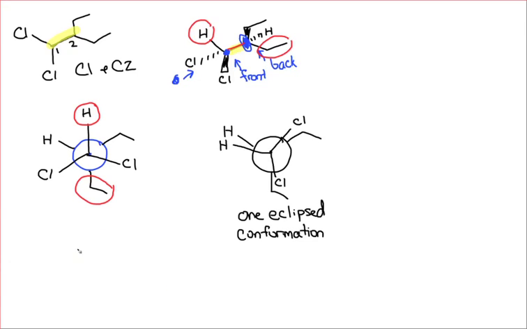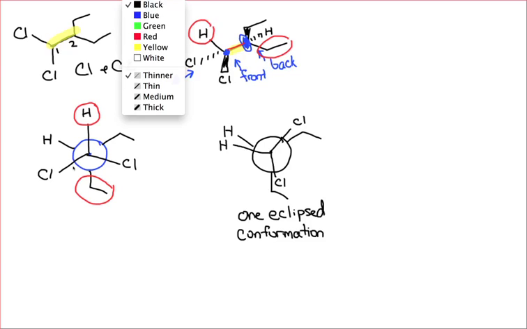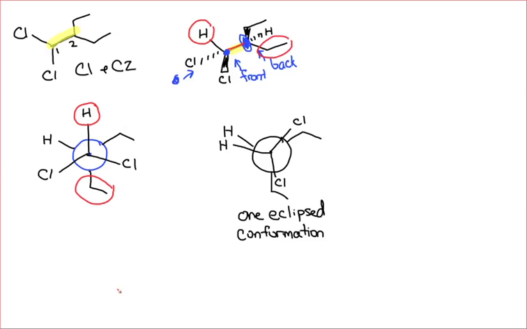Okay, it's not our only eclipse conformation for this molecule because we could rotate this so that a chlorine and hydrogen are eclipsing, a hydrogen and ethyl are eclipsing, and a chlorine and ethyl are eclipsing. But this one has our largest groups eclipsing, so this is going to be our highest energy conformation.